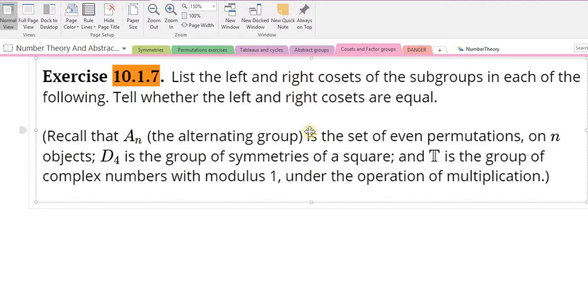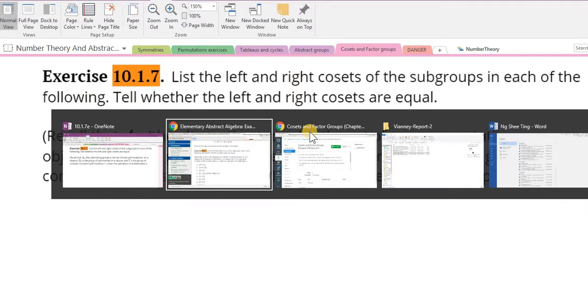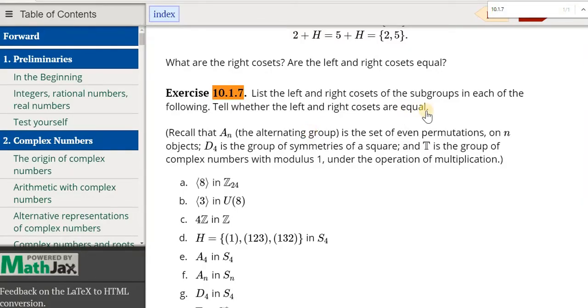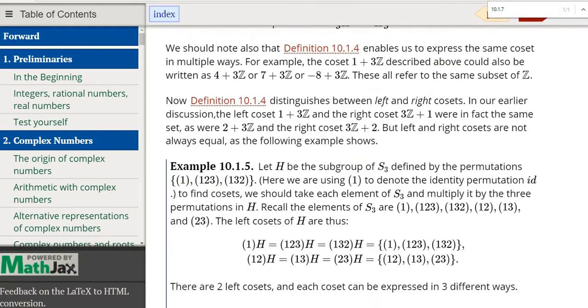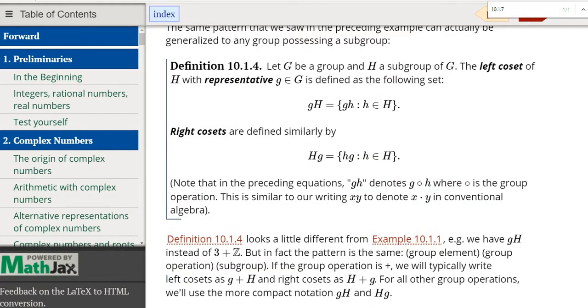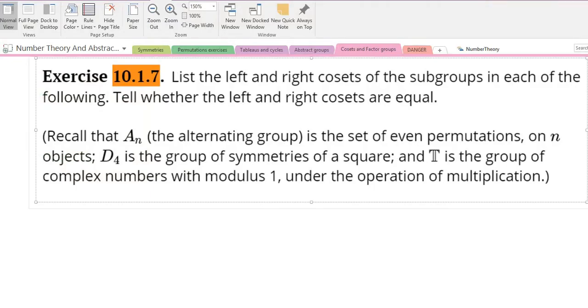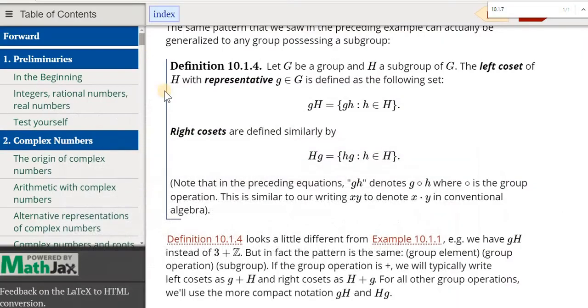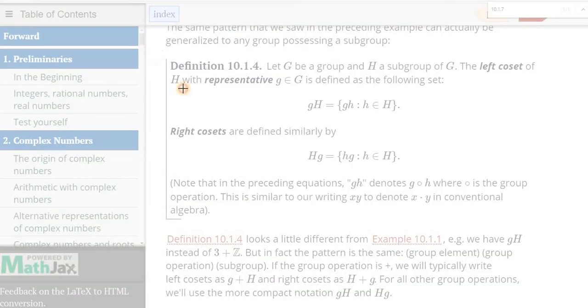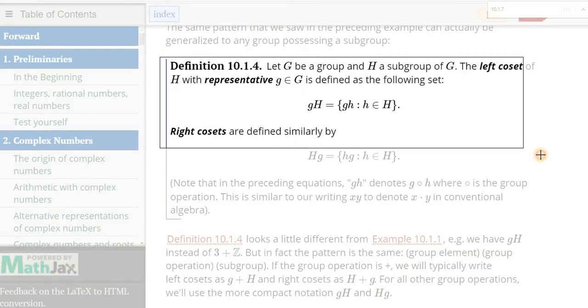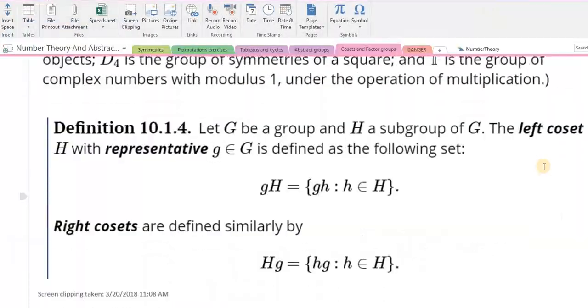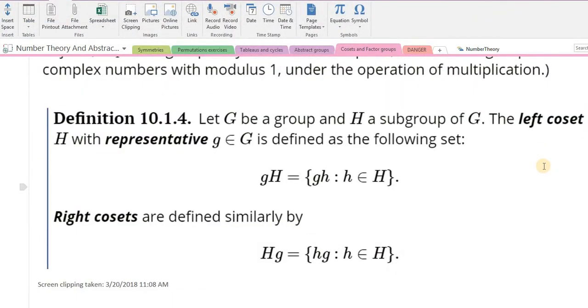Now, I can tell you where in the chapter, maybe I'll be able to clip this, but the definition of coset is back here. We'll just clip this one too. Let's see how this works. Okay. I think it's getting bigger and bigger.